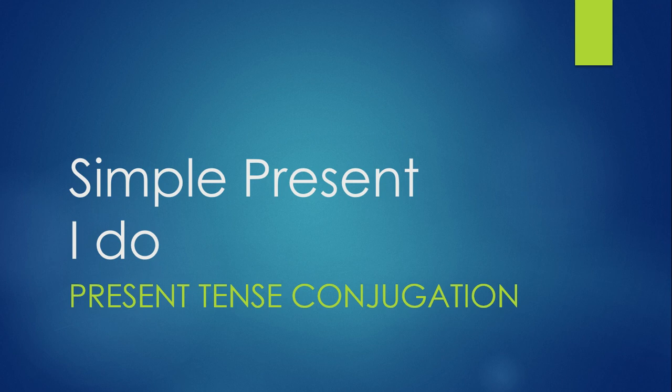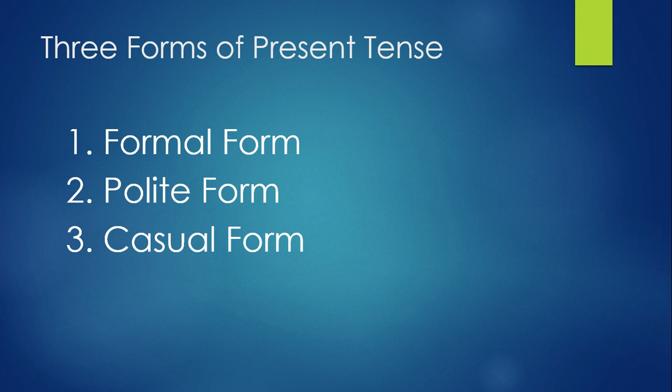Now we go to present tense conjugation, the simple present. I do. There are three forms of present tense that we will study. First is the formal form. Second is the polite form. Third is the casual form.